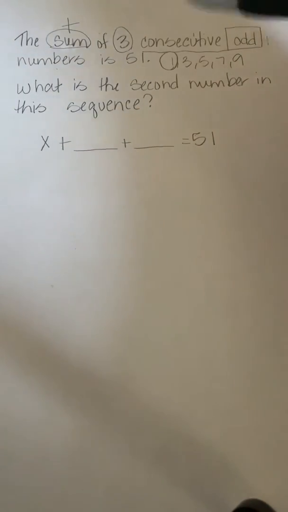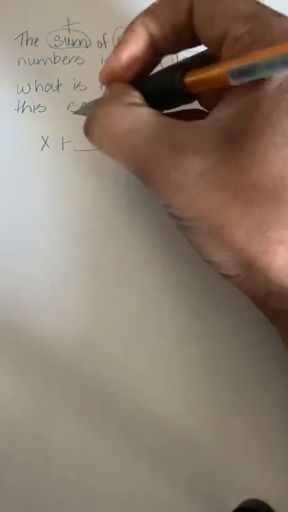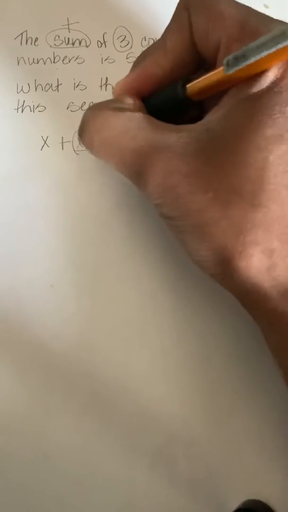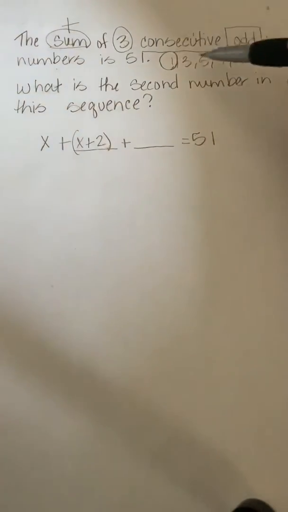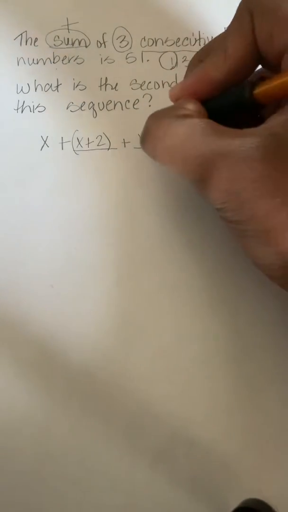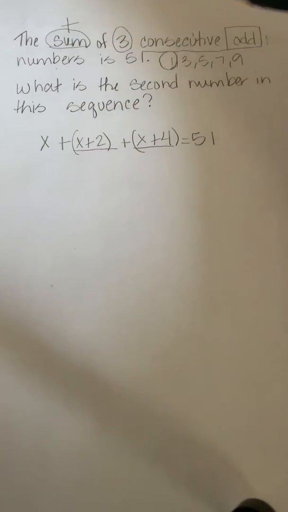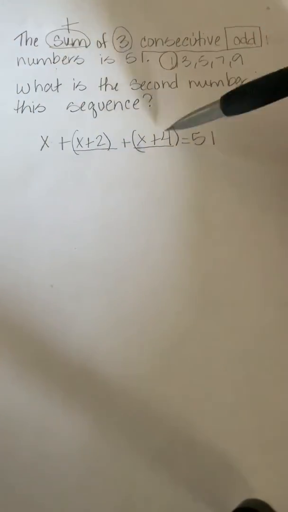Now when I think about how my odd numbers roll, in order to get from 1 to 3, I have to add 2. So since x was 1, I'm going to write in this spot x plus 2. In order to get to 5, that's got to be x plus 4. So in this spot, I'm going to write x plus 4. And since they said it was three consecutive odd numbers, I already have my equation laid out for me.